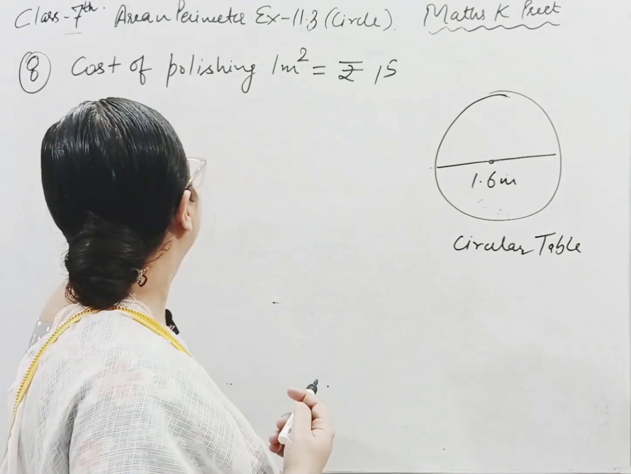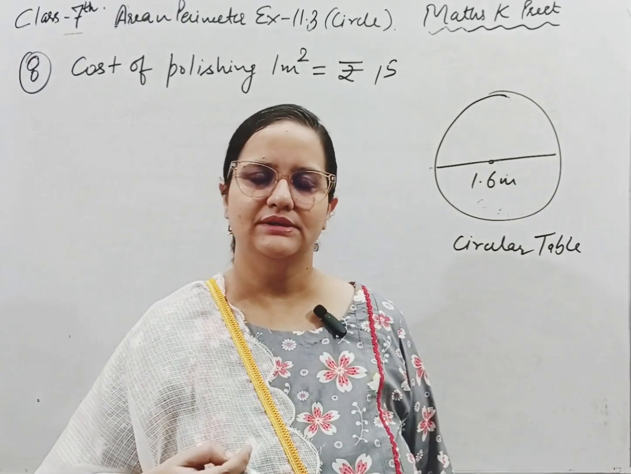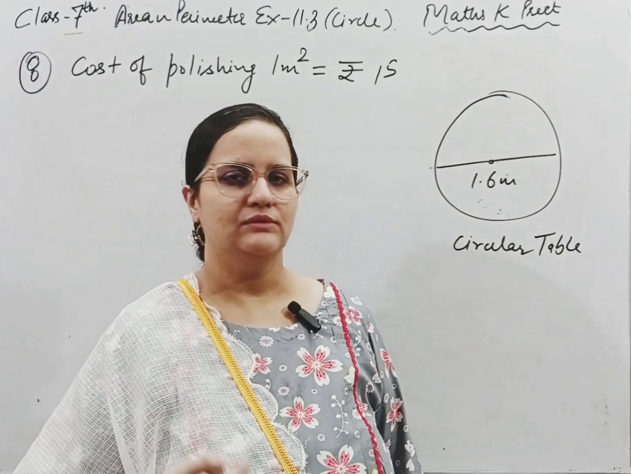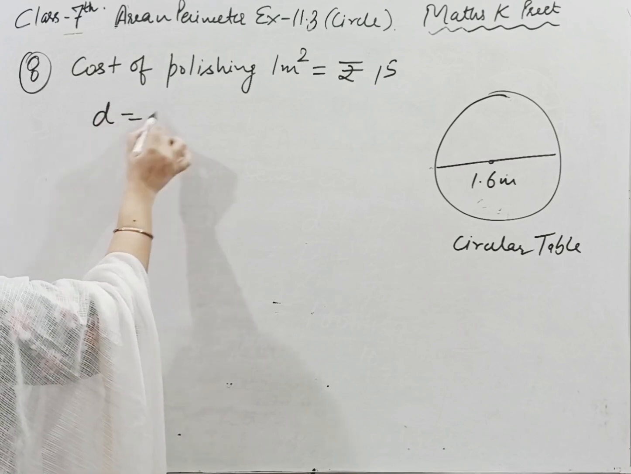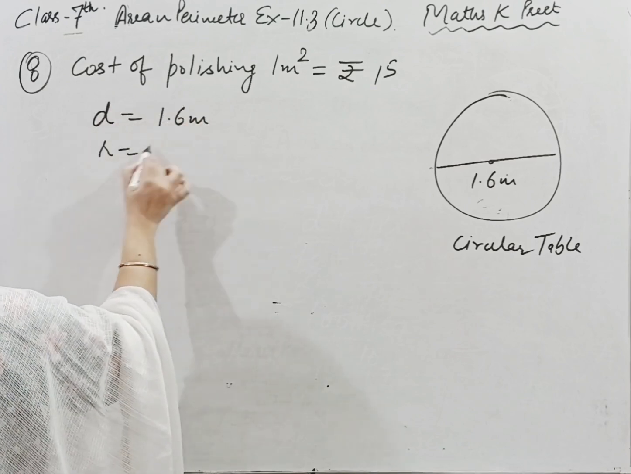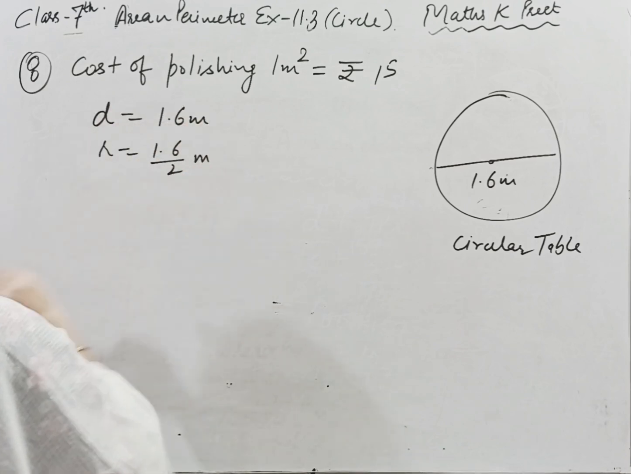Then we are given the cost of polishing for 1 meter square as rupees 15, and we have to calculate the total cost of polishing. So I am just giving you a hint. Given d is equal to 1.6 meter, so r will be equal to 1.6 divided by 2 meters.